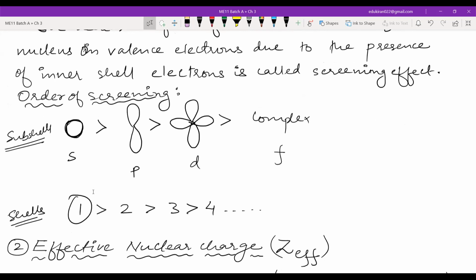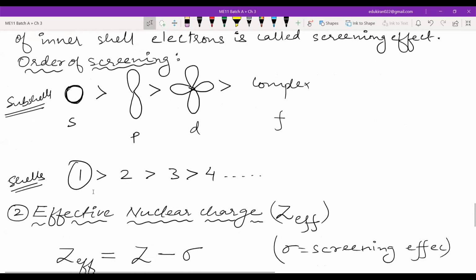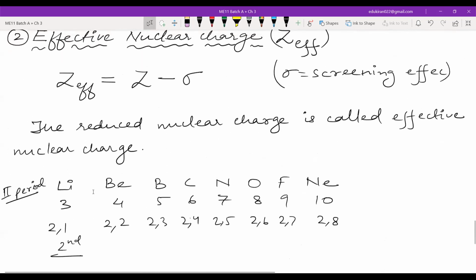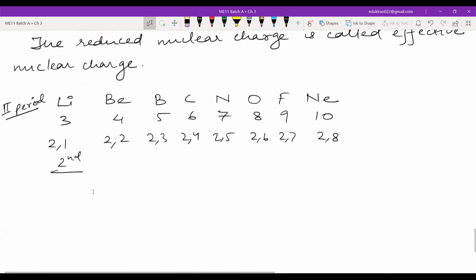Sir, could you repeat? The only shell which is shielding these electrons. These are the valence electrons, right? You remember? Valence electron will be 1, then this will be having 2, 3, 4, 5, 6, 7, 8. So these electrons are shielded by only these 2 electrons, right? All of them are shielded by these 2 electrons.